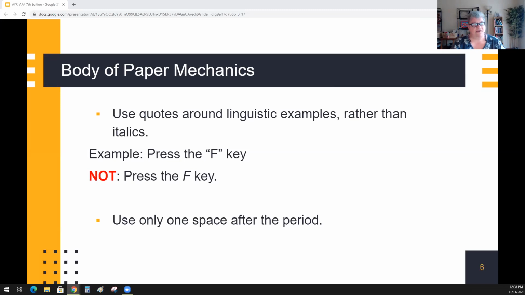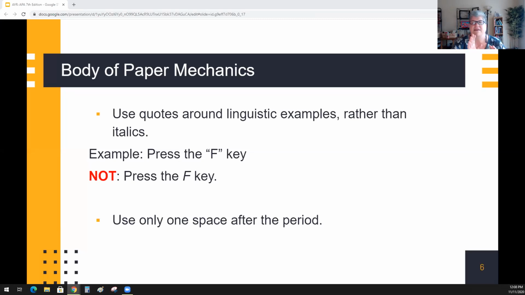Also, instead of using italics, they want you to put quotes around things like "press the F key" or anything where you're trying to get somebody to do something like that, because italic letters are just not very readable. Again, most of the changes that have been made for 7 have been made for readability.